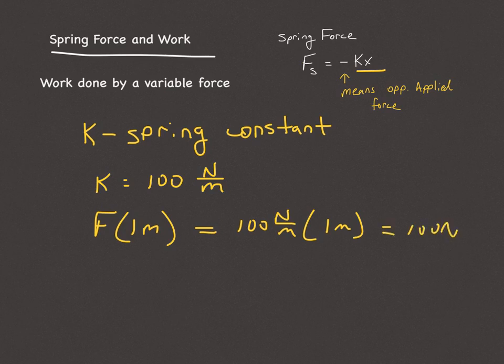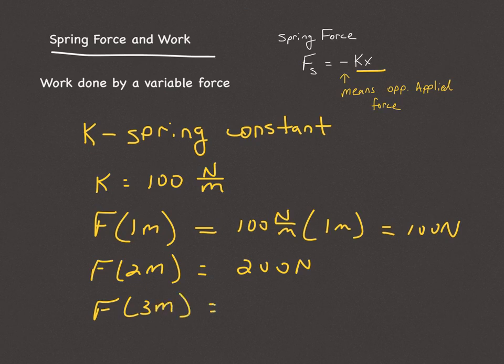from the Kx, you would see we get 100 newtons. If I stretched out the spring 2 meters, guess what I would get? 200 newtons. The force for 3 meters, guess what I would get? 300 newtons. So what happens to the force? It's variable.